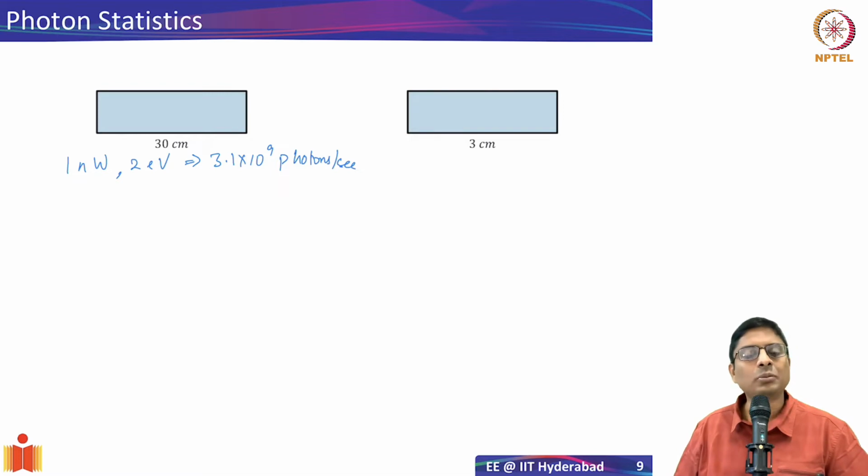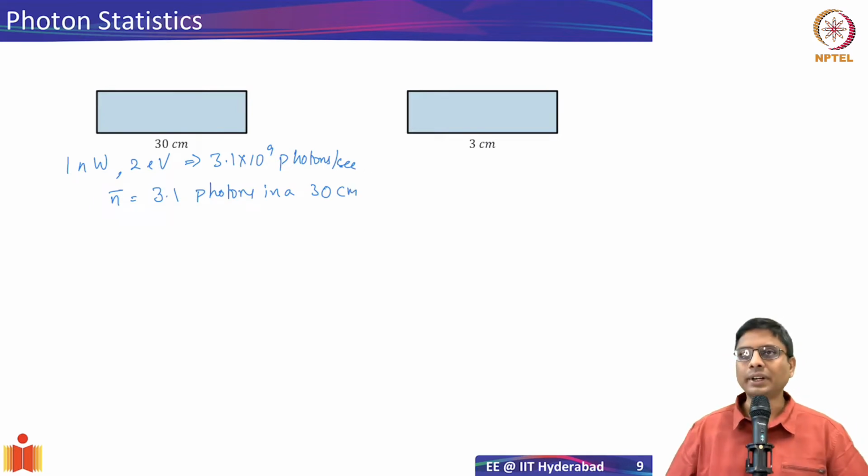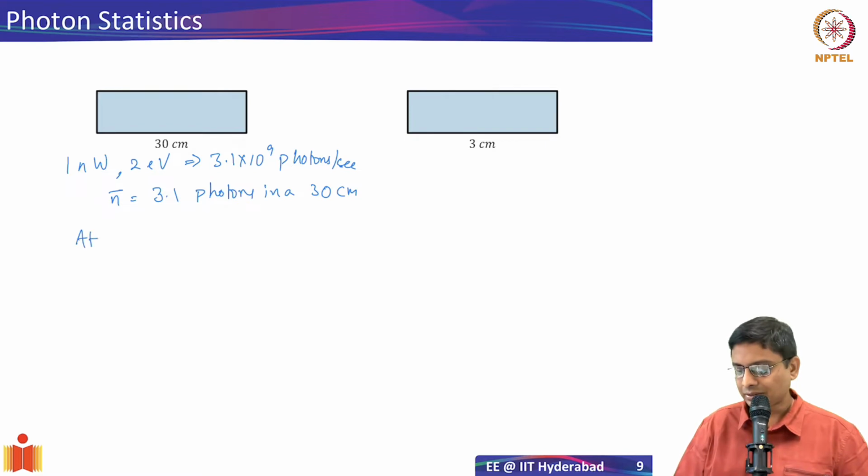Now we asked this question, how many photons are there in a 30 centimeter line segment? On an average, the number of photons in that line segment should be 3.1 photons in a 30 centimeter segment, right? Now the question is, at what position will they occur? Or you can also say, if you are having such a light, at what time instant are the photons detected?